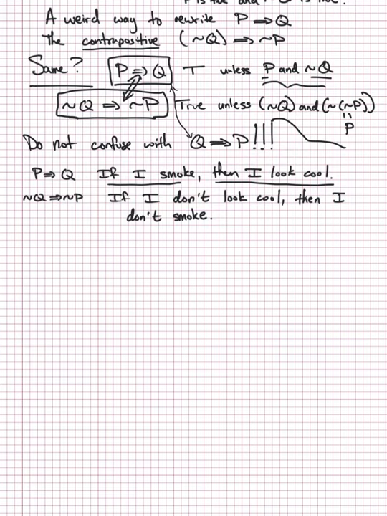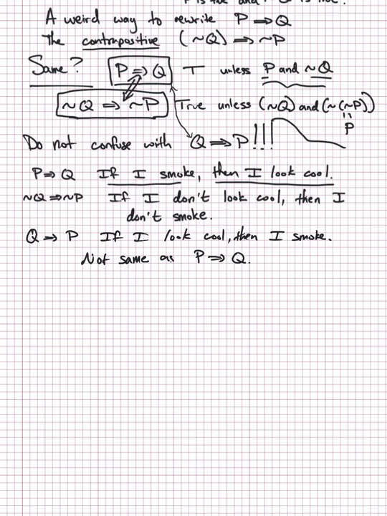So let's do the converse. Q implies P. That's just the statement, if I look cool, then I smoke. Okay, but notice this is not the same as P implies Q. I could look cool, but for totally different reasons, right? I could be wearing a cool T-shirt. So if I know that if I smoke I look cool, that does not tell you anything in general about going the other way. Okay.